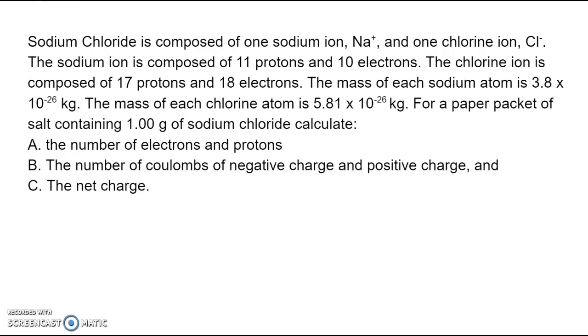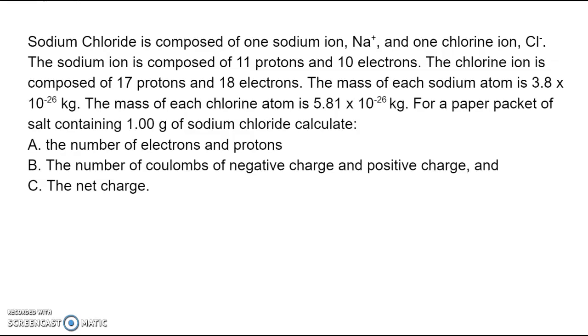All right, so let's look at this example where we're dealing with sodium chloride, table salt, which is composed of one sodium ion, Na+, and one chlorine ion, Cl-. The sodium ion has 11 protons, and since it's a cation, it's positively charged, meaning one less electron, so it has 10 electrons. The chlorine ion is composed of 17 protons and therefore 18 electrons.